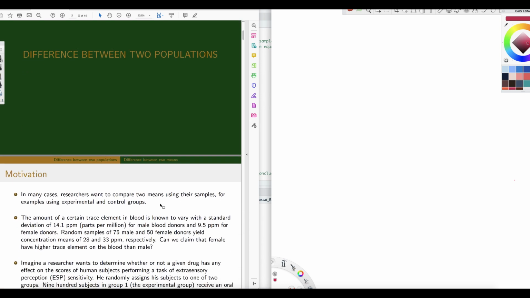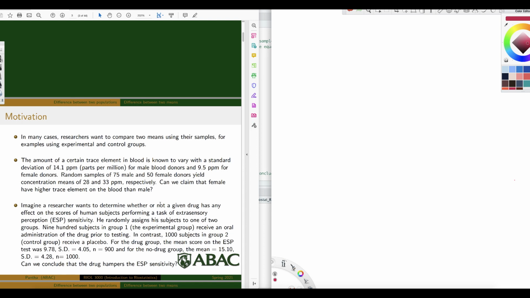Okay, so in many cases, researchers want to compare two means using their samples. For example, using experimental and control groups. If somebody wants to study whether a certain drug can raise or lower the blood pressure or not, you want to compare the average blood pressure of the group of people who are taking that drug and the group of people who are not taking that drug, right? So you may want to compare the two groups of people.